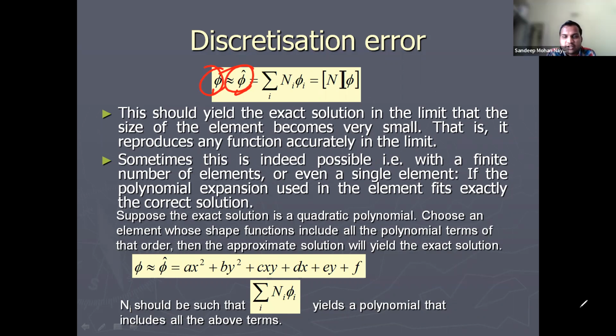Whenever we are considering an infinite number of elements, in that case. But we can't do that. In practice, we cannot do that. In practice, what can happen? What can be a situation such that phi and phi hat are equal?